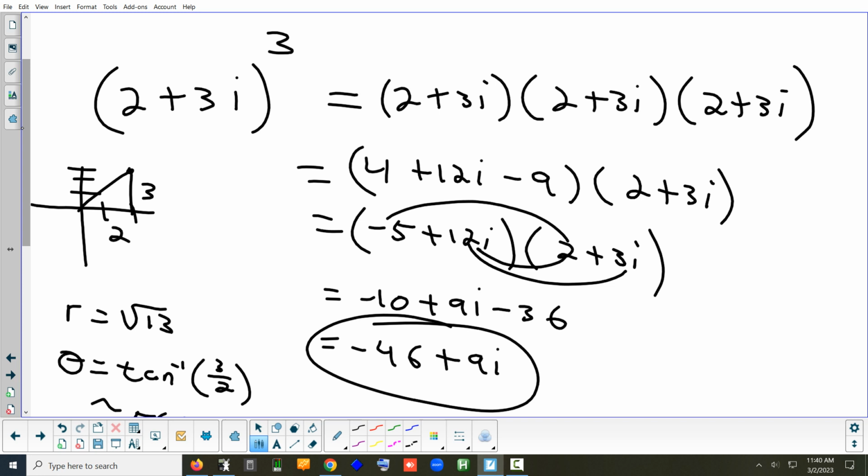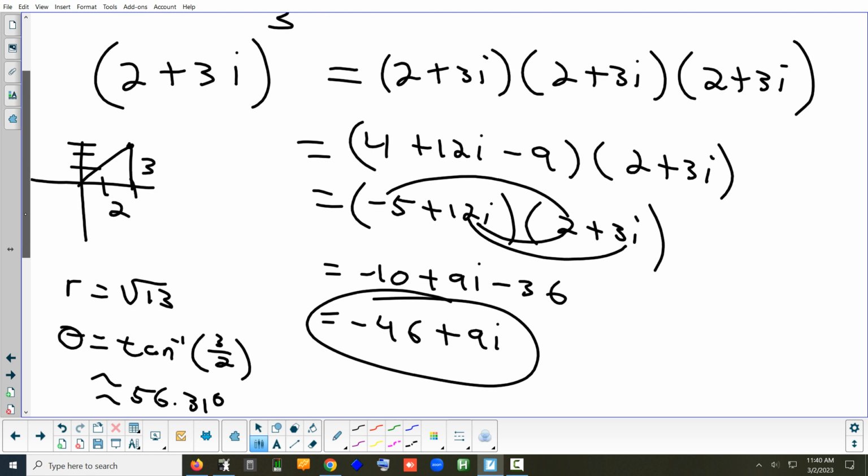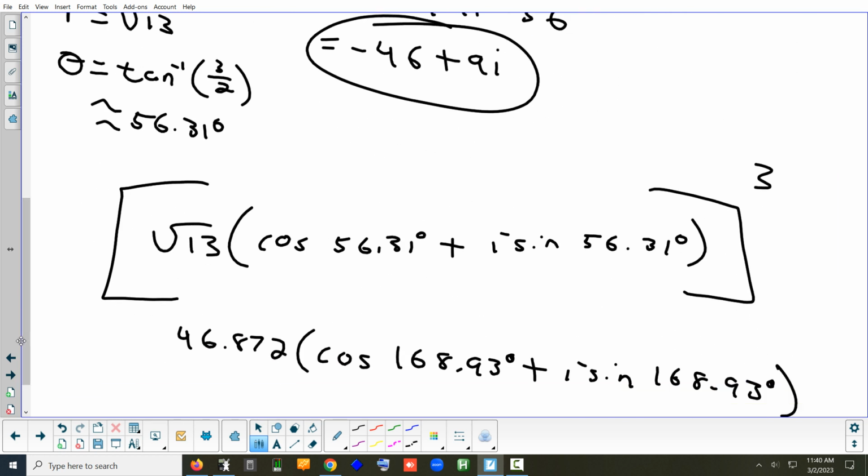Now, I would probably argue that you could just do this by hand faster. 2 plus 3i, FOIL it, just don't make a mistake, and get negative 46 plus 9i. But if this power was like 9 or 10 or maybe even like a 5 or 6, it's definitely going to be faster to take 2 plus 3i, write it in trig form, and then use de Moivre's theorem. Because once you get to powers that are like 6, 7, 8, you've got so much foiling, the chances of a mistake are much higher.